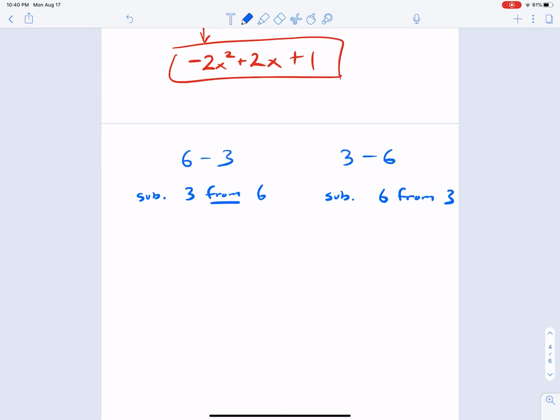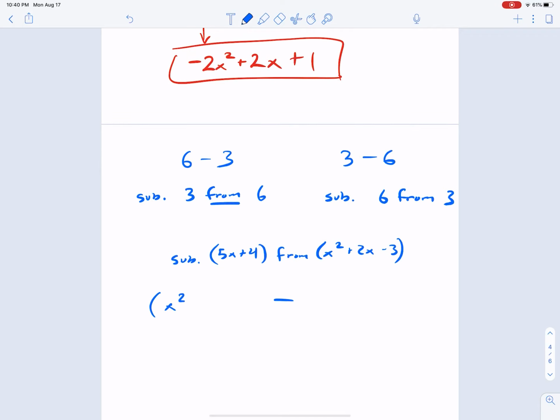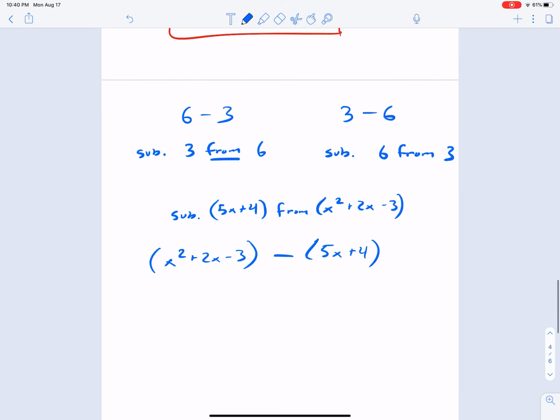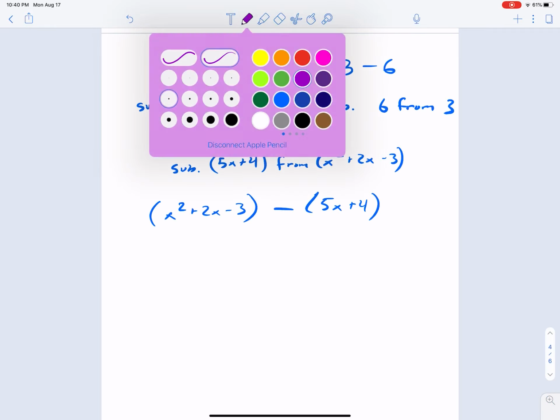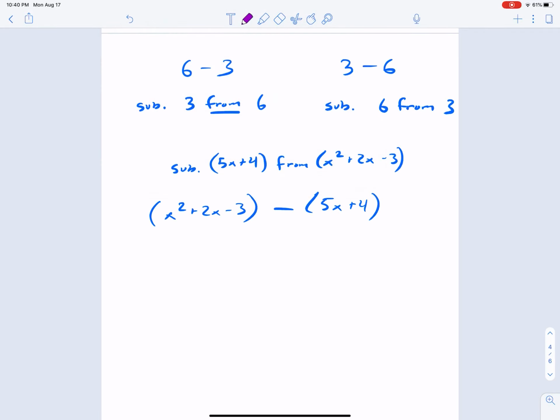So if I said subtract 5x plus 4 from x squared plus 2x minus 3, this is really you saying x squared plus 2x minus 3 minus the quantity 5x plus 4. You guys will see that in your homework, so watch out for it. And then you could go ahead and wrap this one up here. Actually, go ahead and do this one. Play when you're ready.